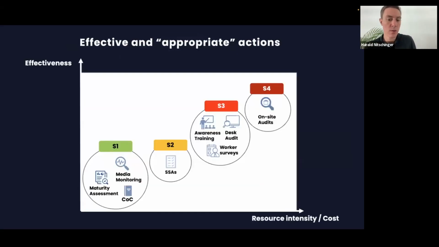Now, the actions that we provide, they are typically oriented along the dimensions of resource intensity and effectiveness. So we have a classification system of actions. Here are actions around the due diligence topic to take appropriate measures, where we have a code of conduct, for instance, as a measure of low severity, going all the way then to an on-site audit as the measure with the highest effectiveness, but also typically the highest cost.